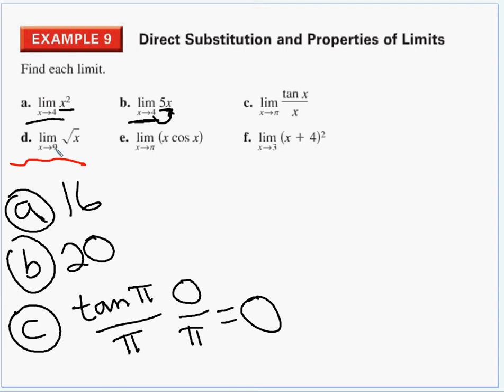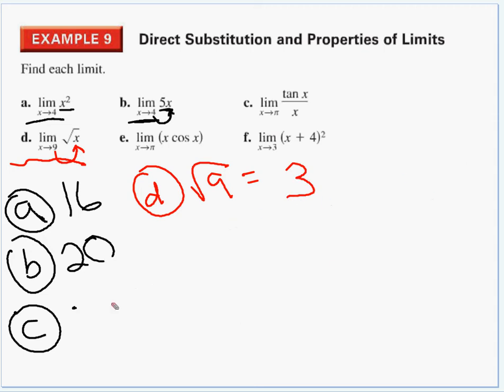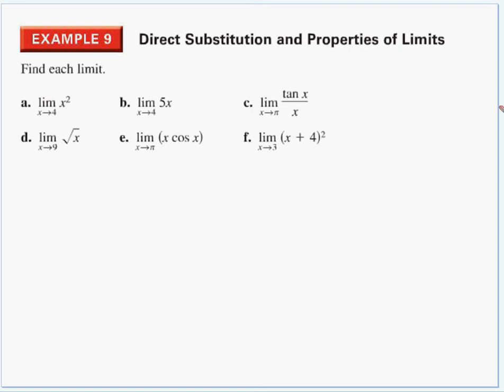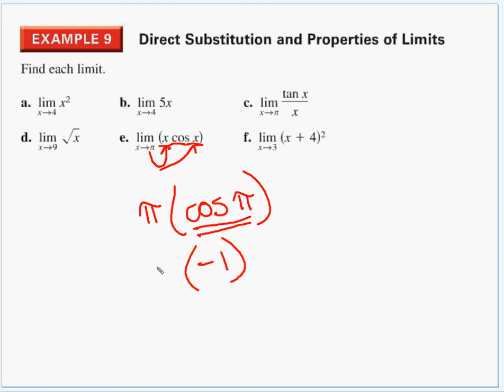Letter D. X is approaching 9. Our function is root of x. So that 9 jumps in there. For part D, the root of 9 is 3. Letter E. X is approaching pi. X times cos x. So this pi is going to jump in for that x and that x. So this is going to become pi times the cosine of pi. What is the cosine of pi? Negative 1. Negative 1 times pi is negative pi.